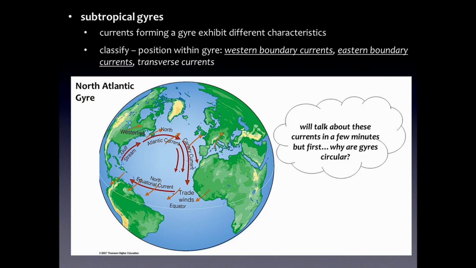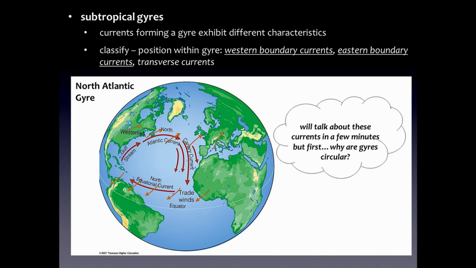So within each individual gyre, we see 4 different types of currents. And we're going to focus on the North Atlantic gyre here because it's basically right outside our back door. Here we see 4 currents: the western boundary current, the eastern boundary current, and then 2 transverse currents. There are definitely very distinctive differences between the western and eastern boundary currents.